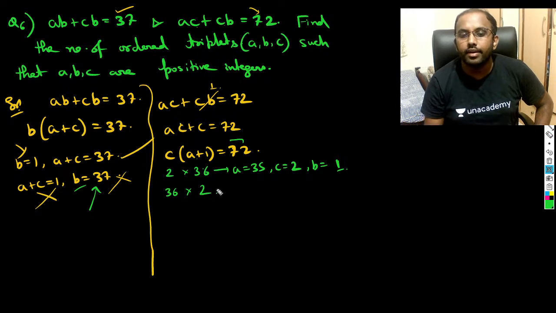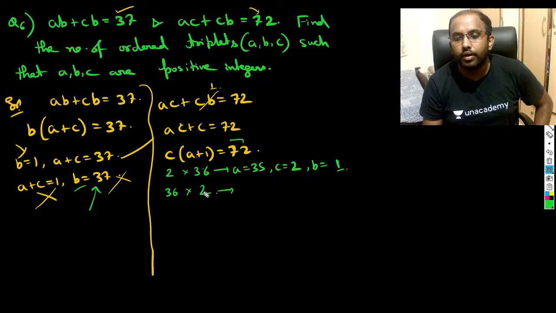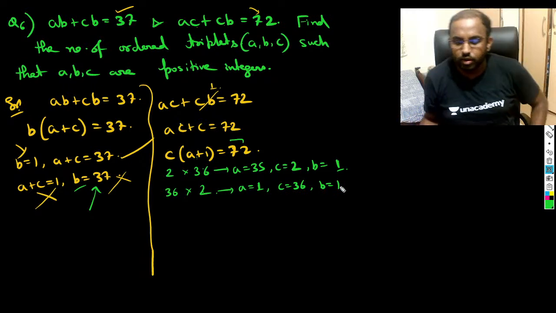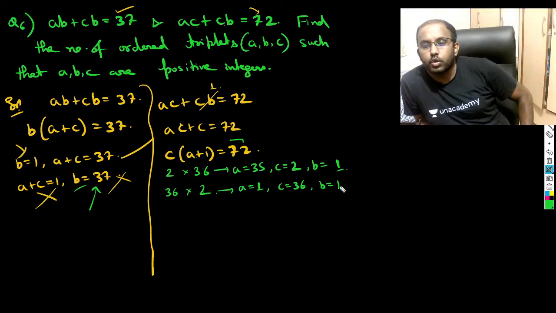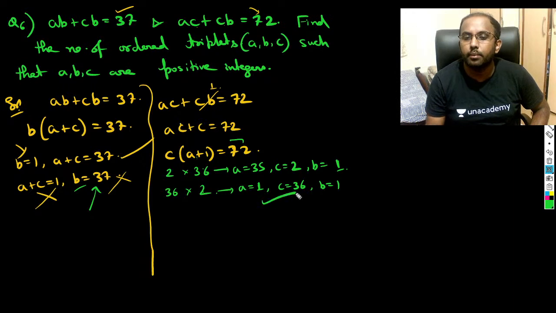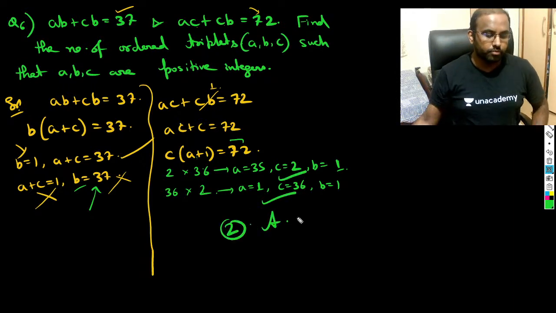Okay, and then 36 into 2 is 72 here. So in that case, A plus 1 equal to 2. That means A is equal to 1, C is equal to 36, and also B is equal to 1. Okay, so we have got two triplets here, one is this ABC, this is ABC. So 2 is the answer for this question.